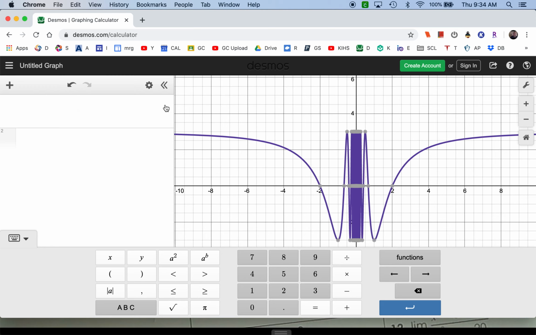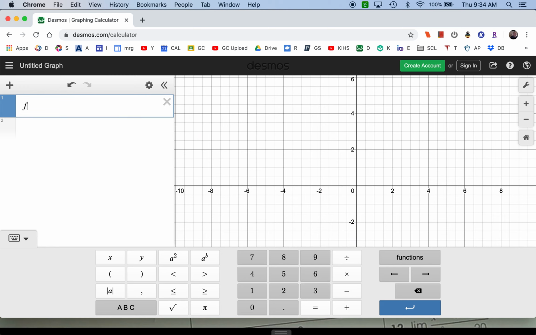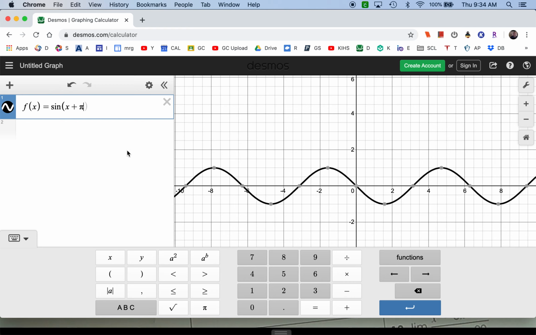Number 20. The function is sine x plus pi. And then the question is, it's continuous, no asymptotes or no oscillation like that that's heavy around a number. And it says when x approaches negative pi. So I'm just going to type in negative pi. And see that the y value there is 0 at negative pi.